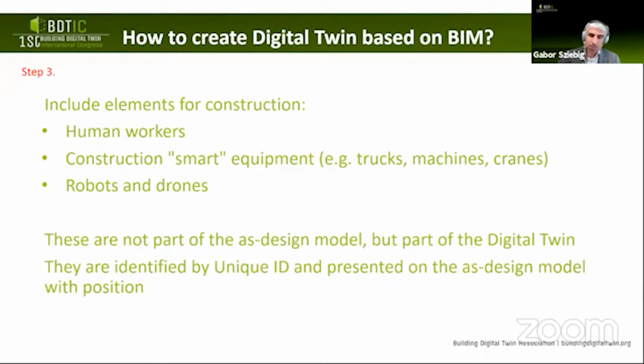And the third is that we would like to include in the twin itself workers, machines, robots, and drones that are by default not part of the original BIM IFC documentation. All the things that are happening on the construction side, we would like to have traceability for with proper unique identification. If we keep these really simple rules, then at the end of the construction we will have a really good overview of what was happening on the construction site itself.